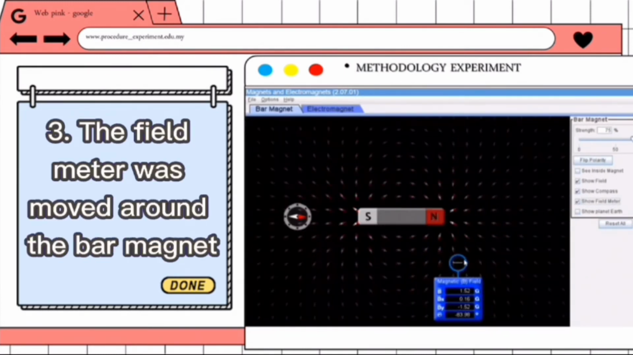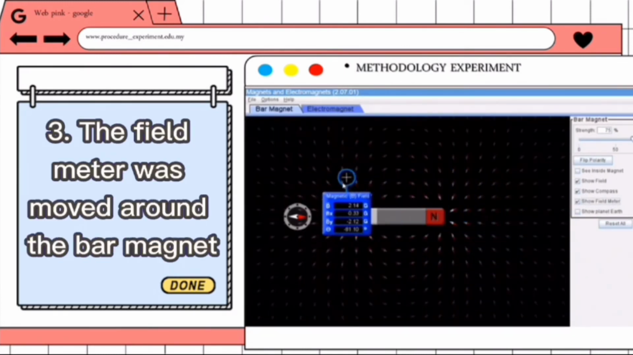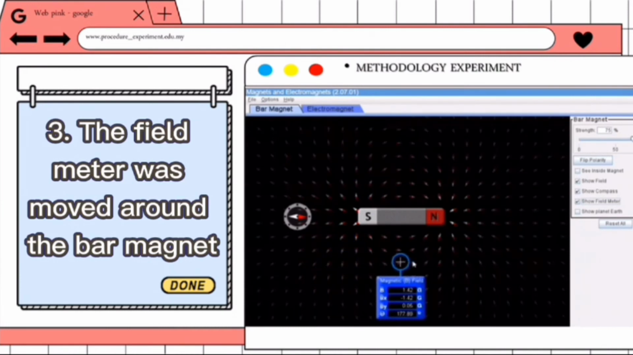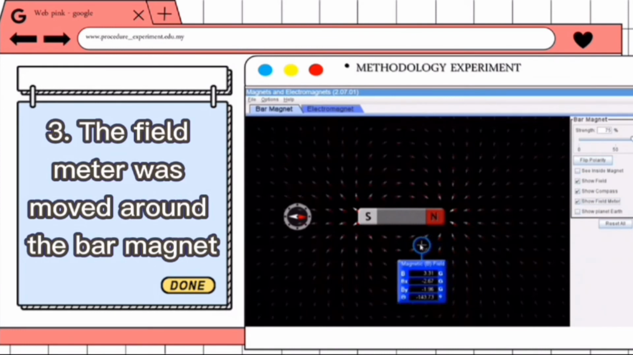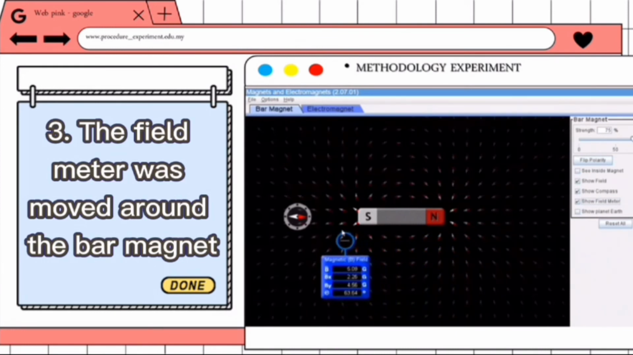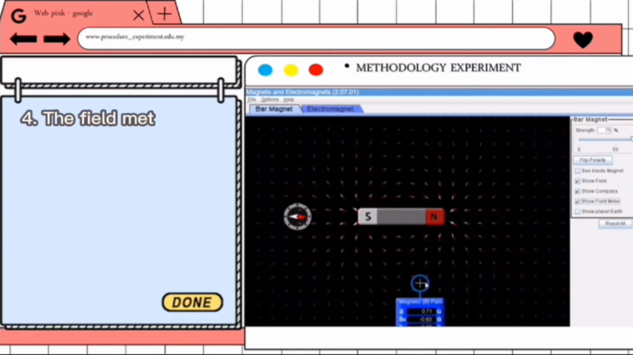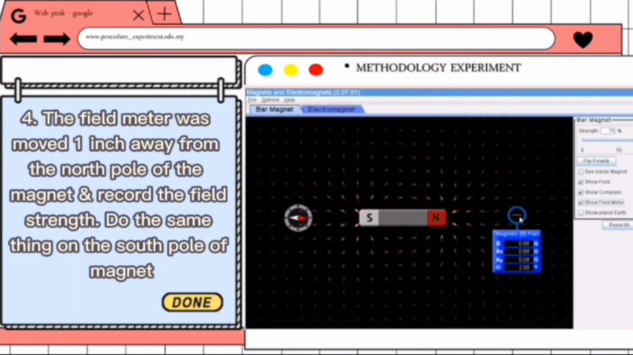Thirdly, there is a blue box which is the field meter. This field meter was moved around the magnet to observe whether the magnetic field increases or decreases as the field meter was moved closer to the magnet. Then, the field meter was moved about 1 inch away from the north pole of the magnet, and the magnitude of the field strength was recorded. Do the same thing on the south pole of the magnet and see if the amount of the magnetic fields are the same or not.